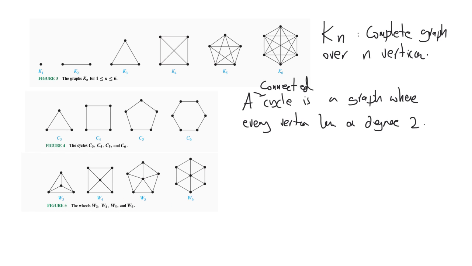And these graphs here are called wheels. So a wheel with n vertices consists of a cycle, and a central vertex is connected to all the vertices on the cycle. So for each n, we have a wheel, and that's called Wn.